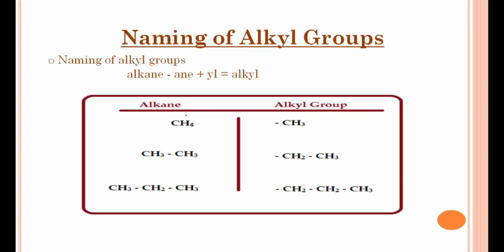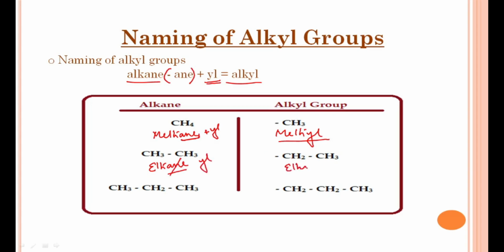Let's name some alkyl groups. Whenever we name an alkyl group, in the name of the alkane we have to remove the ane part and add yl. Let's take an example. This is methane. When representing a methyl group, we remove ane and add yl, so it becomes methyl group. This is ethane, remove ane, add yl, so it comes ethyl group. Similarly, this is propane, and this will be propyl group.